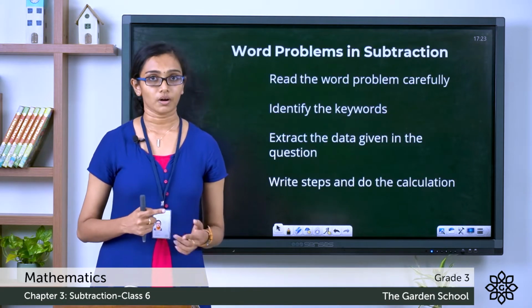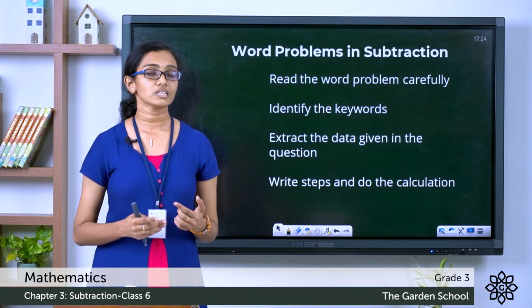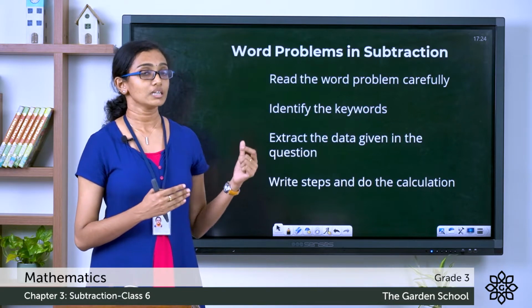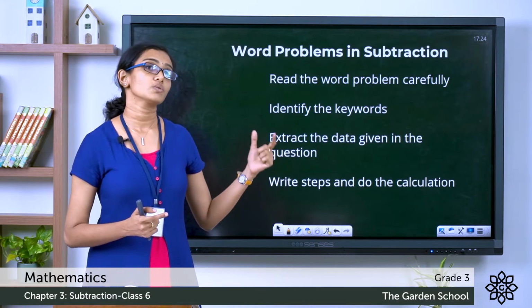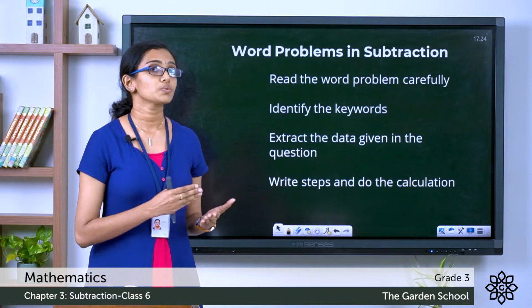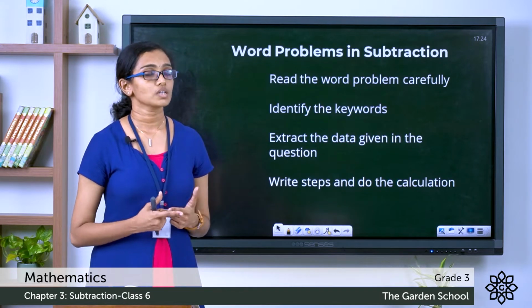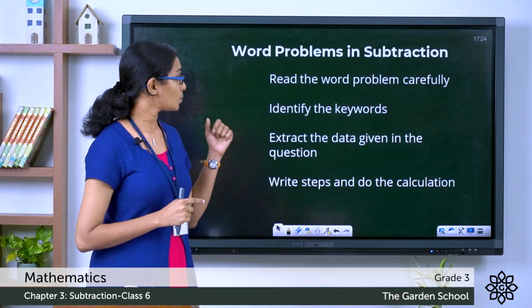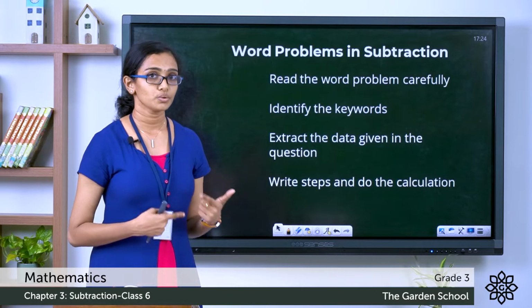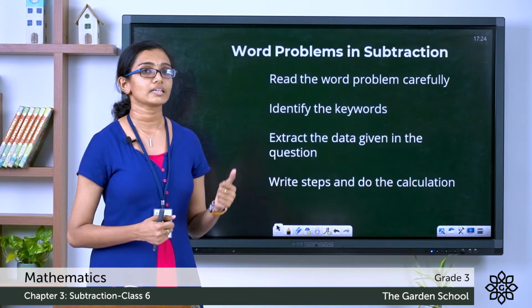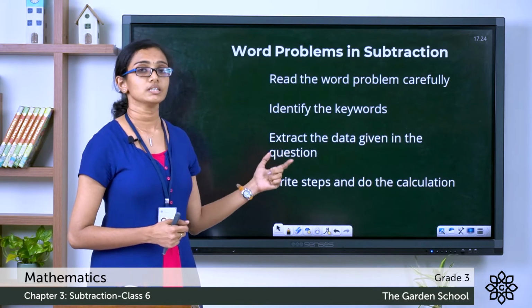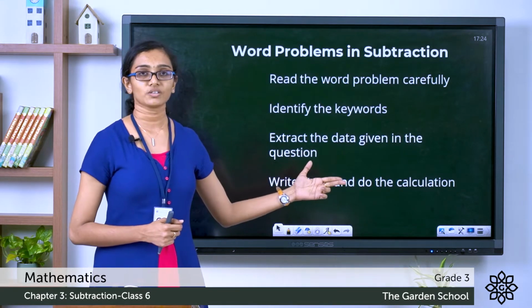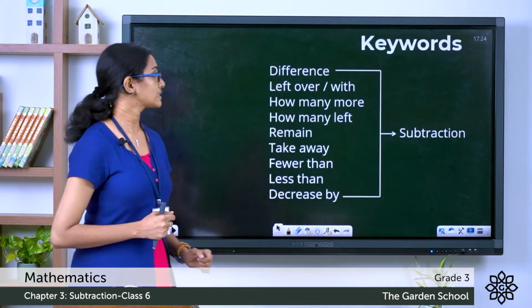So when you get a word problem, what should you do? You should first read the question thoroughly and understand what all the keywords given in the question are. You have to identify the keywords, which will give us a clue to which operation we have to perform to find the required solution. Once you identify the keywords, what do you do next? You have to extract the given data from the question, and from the data you write steps, then you do the calculation. So let's first see one example.